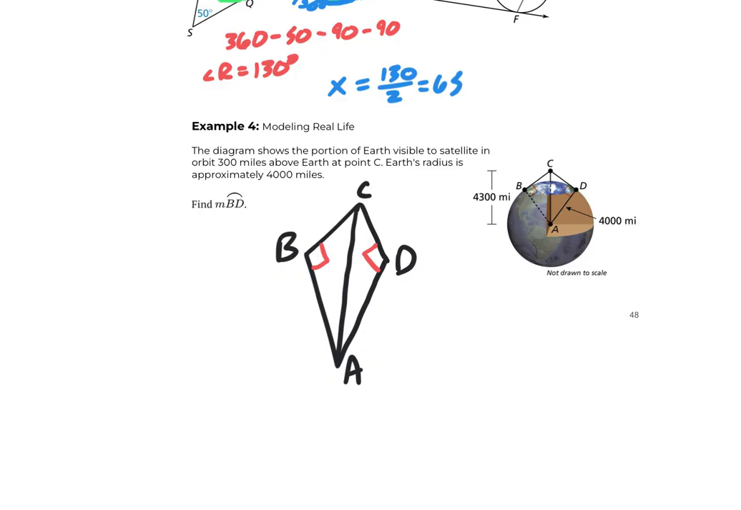I want to find the measure of arc BD, that arc right there. That's not part of my picture, but that's the arc we're trying to find. If I can find this central angle right here, that would be the measure of that arc, because this angle is at the center of the Earth. I know that it's at the center because it tells us the Earth's radius is 4,000. A to B is 4,000. A to D is 4,000. Those are both your radii, AB and AD.